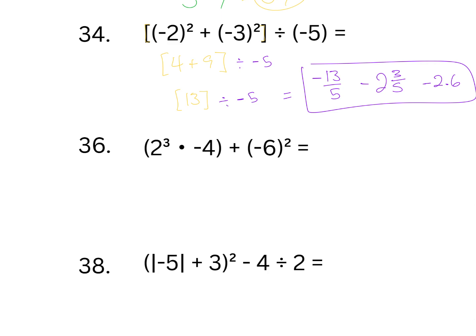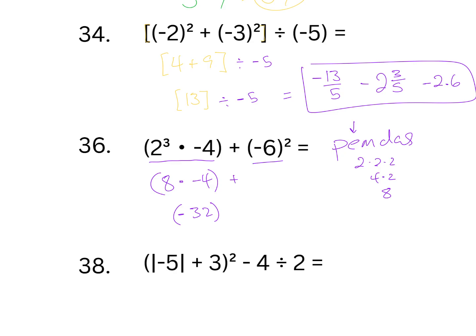2 cubed times -4. Okay, so if you're feeling a little freaked out, parentheses. We're going to go inside of our parentheses, and then we're going to do the exponents. So 2 cubed is 8. 8 times -4, that's -32. Plus, well, -6 squared is going to be 36. So we have -32 plus 36, that's 4.